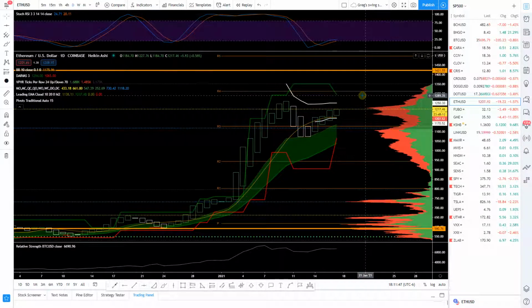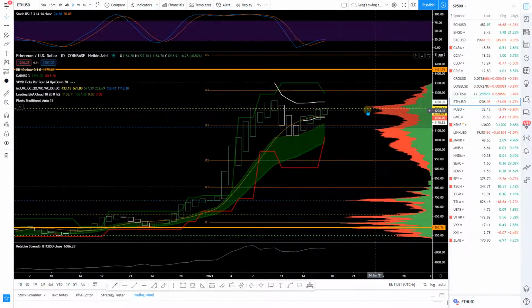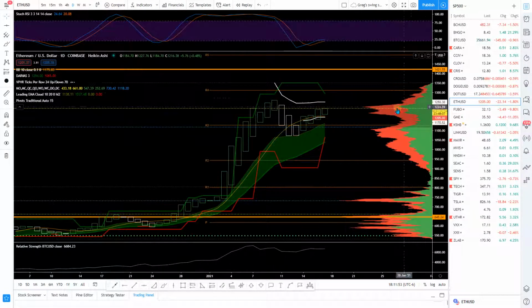Kind of what Greg talks about. It's going to establish a point of control. That way it has a new launch pad. So this looks like it's building right here. You can kind of see the crescent here. The crescent.